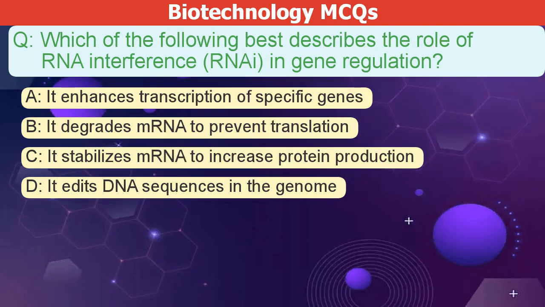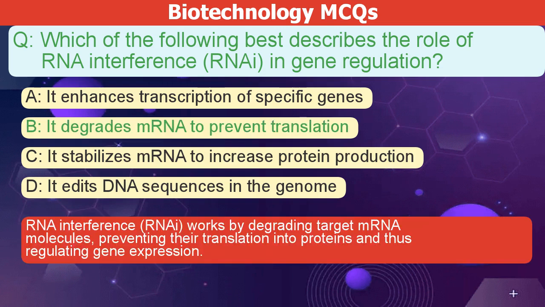Which of the following best describes the role of RNA interference, RNAi, in gene regulation? A. It enhances transcription of specific genes. B. It degrades mRNA to prevent translation. C. It stabilizes mRNA to increase protein production. D. It edits DNA sequences in the genome.